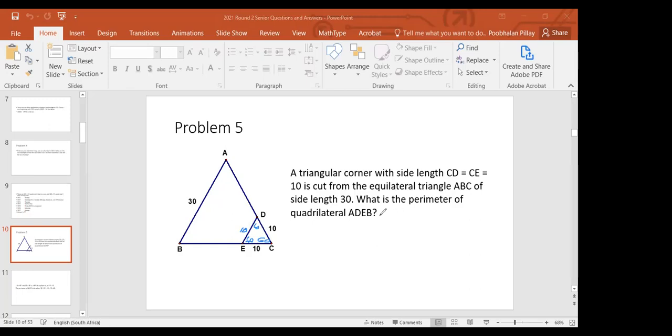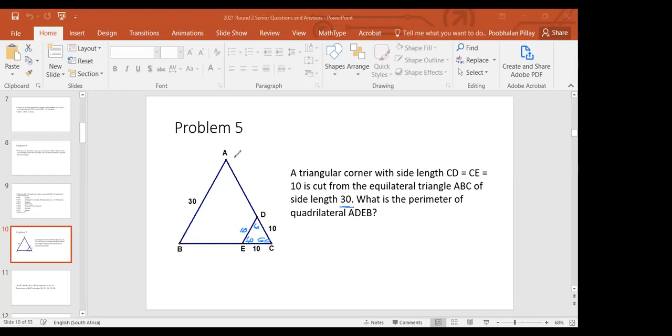Okay, the question is now, what is the perimeter of quadrilateral ADEB? So this quadrilateral, what is the perimeter? Perimeter means you're adding up all the sides. We already got one side is 30. We've got another side we just calculated is 10. And the equilateral triangle has got sides 30. So all the sides are 30 here.